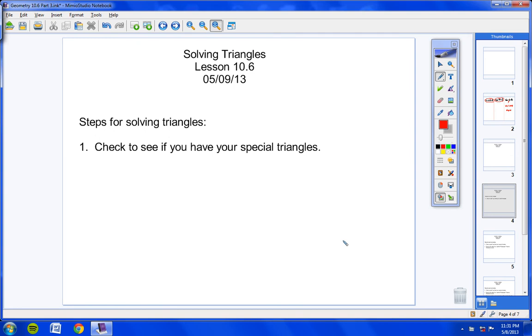So here we go. Steps for solving triangles. Step 1, check to see if you have your special triangles. And what I mean by that is your 45, 45, 90 triangle, or your other special triangle we studied, 30, 60, 90. Okay? So always check to see if you have those special triangles, because if you do, it's going to save you a ton of time. Okay? So step 1, always check and see if you have your special triangles. All right, copy that down.